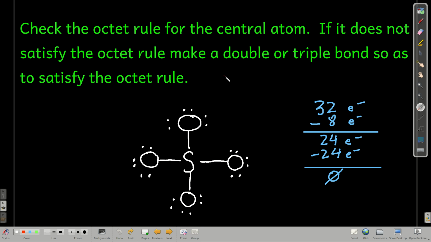Sometimes when you're drawing a structure, you'll find that you've run out of electrons by satisfying the octet rule for the outer atoms, but the central atom is still missing electrons. That's not the case here. What you do in that case is you make a double or a triple bond so as to satisfy the octet rule for the central atom. When you make a double or triple bond, you take one lone pair from one atom, erase it, and make it into another line, making that a double bond. Do another one if you need a triple bond.